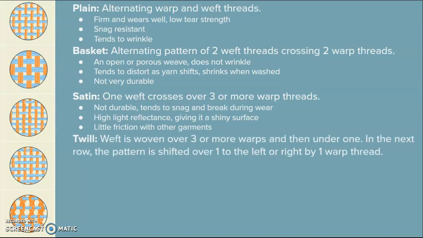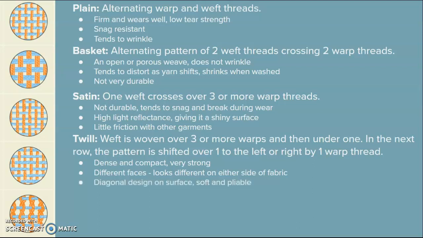Twill is a weave where the weft is woven over 3 or more warps and then under one. Then in the next row, the pattern is shifted over one to the left or right by one warp thread. It is dense and compact. This makes it very strong. It has different faces, so it looks different on either side of the fabric. And it appears as a diagonal design on the surface, and it is soft and pliable.